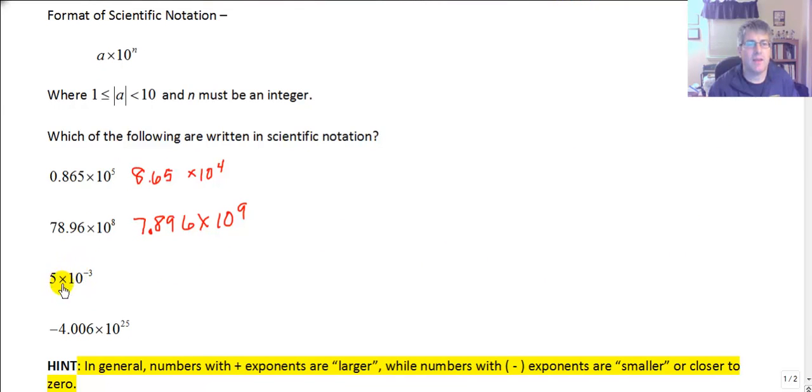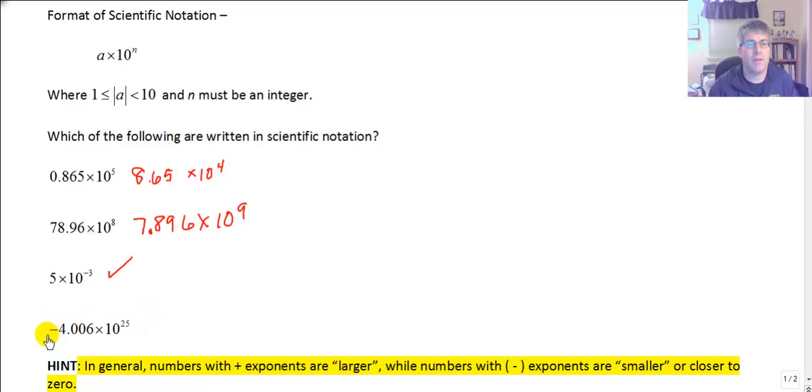5 times 10 to the negative 3rd. Well, I've got a negative exponent. That's okay. We can have a negative exponent. That integer is fine. I have 5. That's between 1 and 10. So yes, that one is okay. That is in scientific notation.